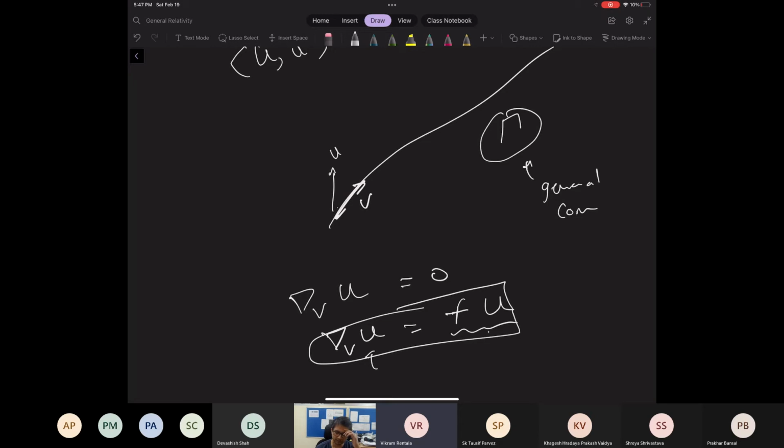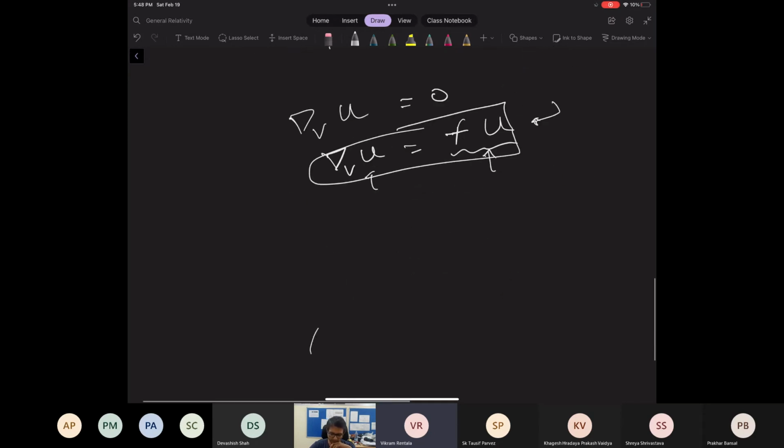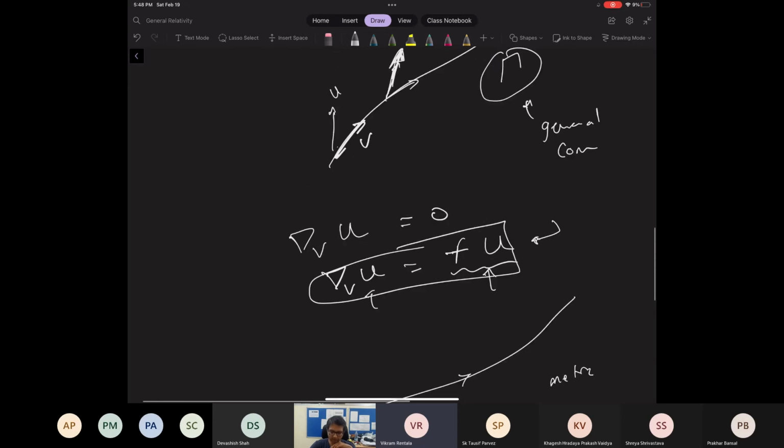If it is parallel to the original vector under transport, the only thing is that it has to be parallel. This is the only rule that we demand. Now, if we go to a metric connection, at this stage there's no notion of magnitude because we don't have a metric.